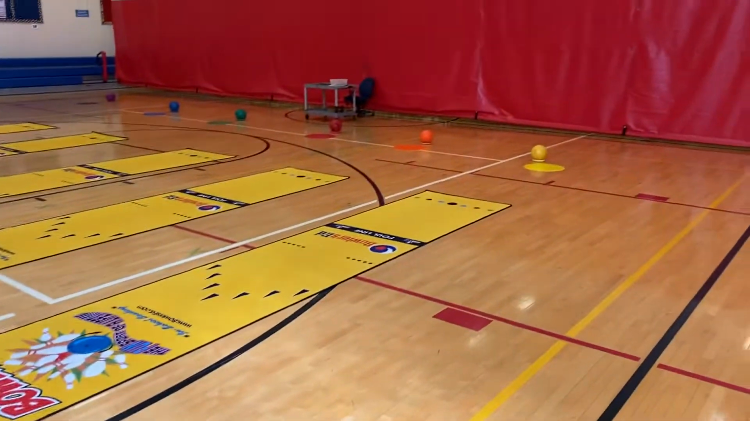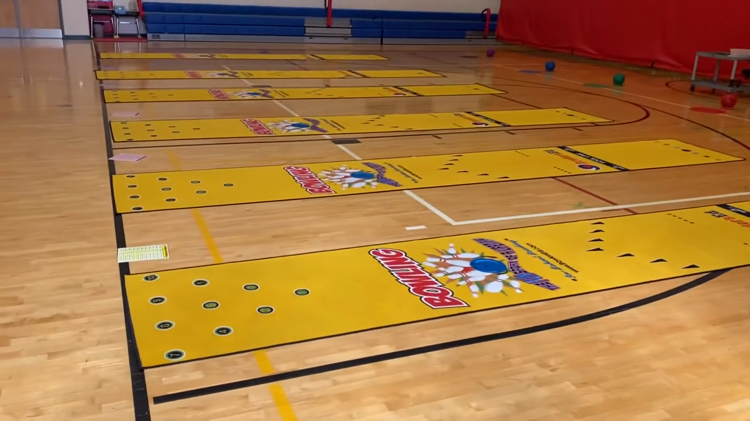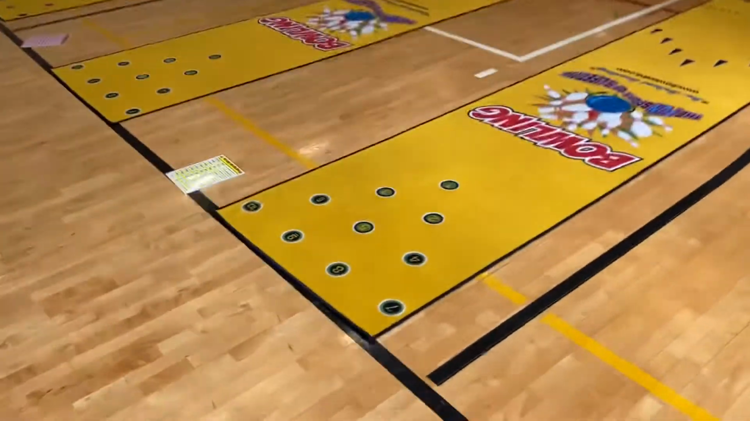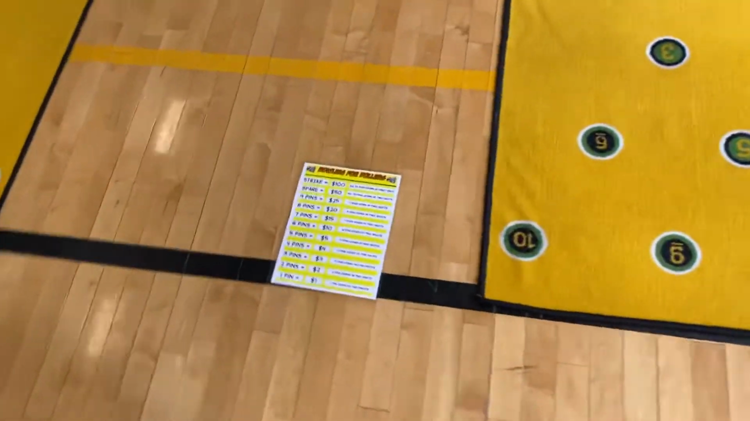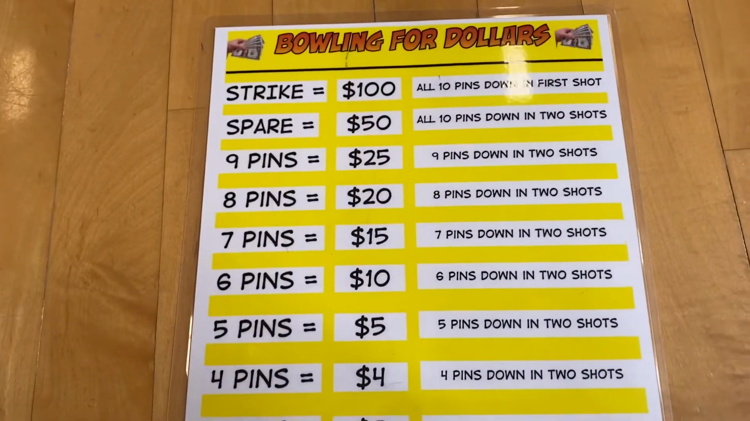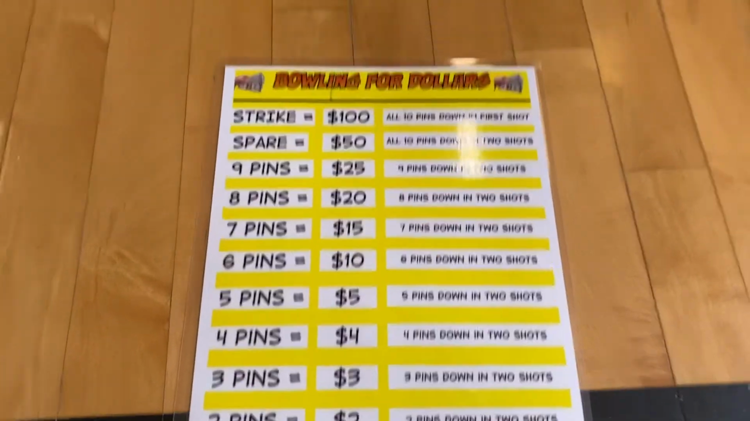The bowler will go down to that end and they get 2 shots to knock down as many pins as they can. Now, based on the number of pins that they knock down, they add those 2 shots together, and then you can see on the score sheet here, it'll tell them how many dollars they earned based on the number of pins that they knocked down.